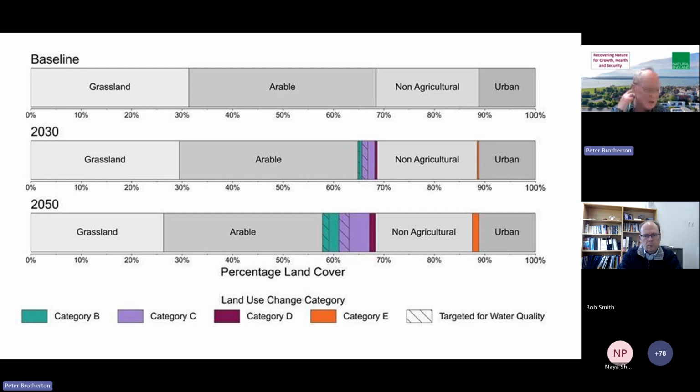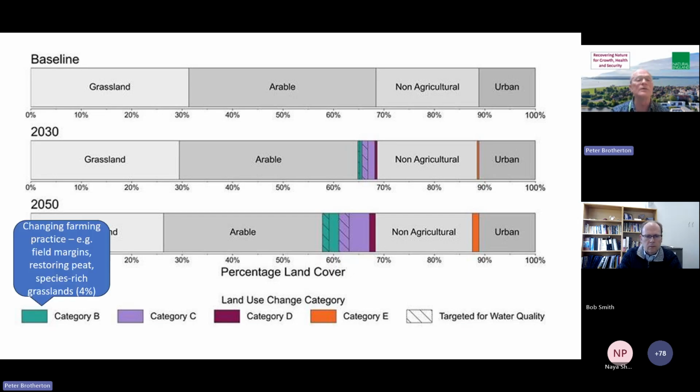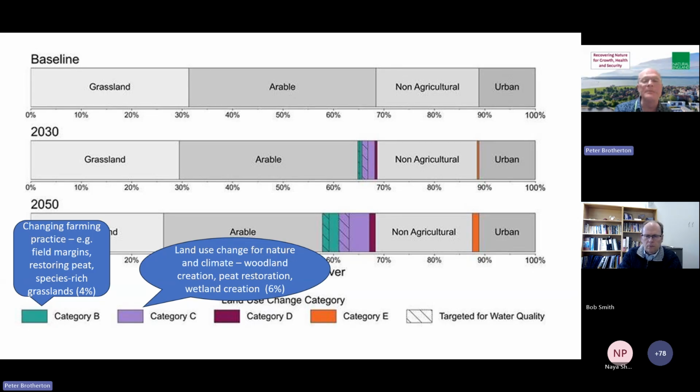So the key ones for us, I think, are around these category B and category C changes. What this is saying is that in category B's place, which represents 4% of land use, the land use framework is signaling a need for significant changes in farming practice to make them more compatible with environmental outcomes, such as field margins, restoring peat, species-rich grassland and agroforestry, and so on.